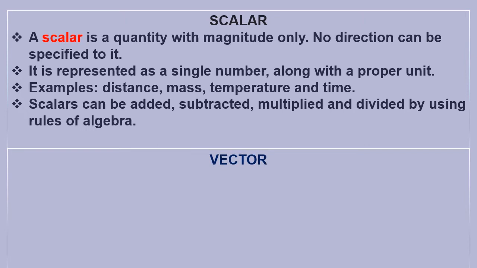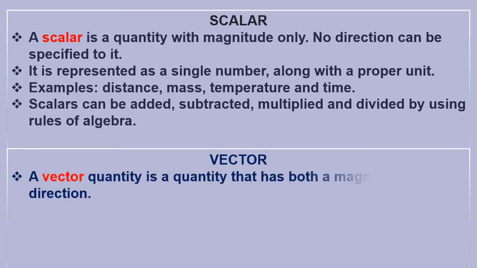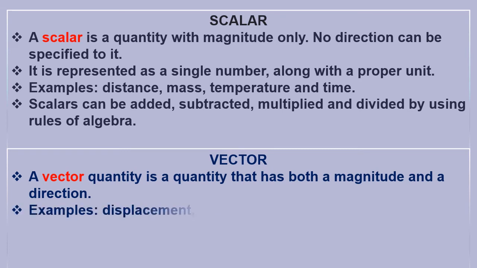Vectors are, on the other hand, quantities which have both magnitude and a direction. उसमें magnitude यानी number के साथ साथ एक direction भी आपको specify करना पड़ेगा. Examples हैं displacement, velocity, acceleration, force. ठीक है, जैसे velocity है तो velocity में number होता है, magnitude होता है, unit होती है, साथ में direction भी होता है. Acceleration, force, इन सभी में यही है.